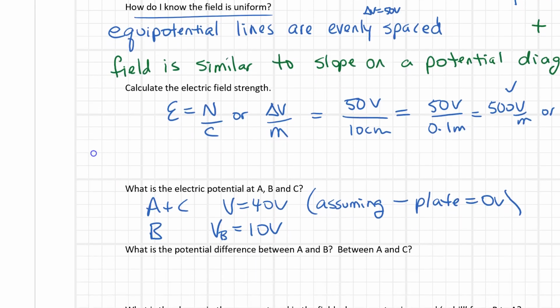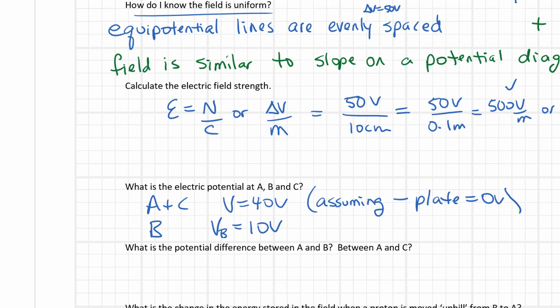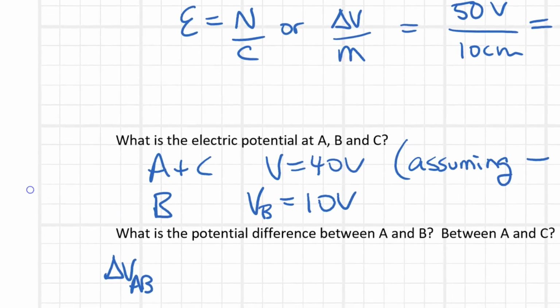Okay, what is the potential difference between A and B and between A and C? All right, so the potential difference between A and B, how about this for a subscript? Well, what's the difference between 40 and 10? The answer is going to be 30 volts. What about between A and C? The potential difference between A and C would be 0 volts.